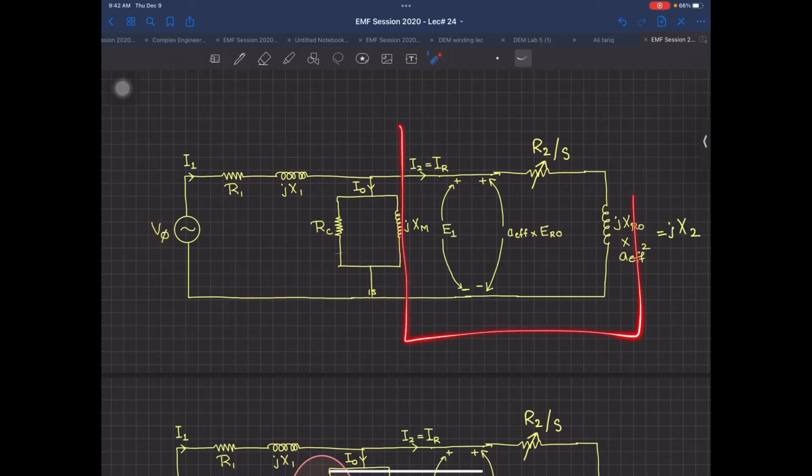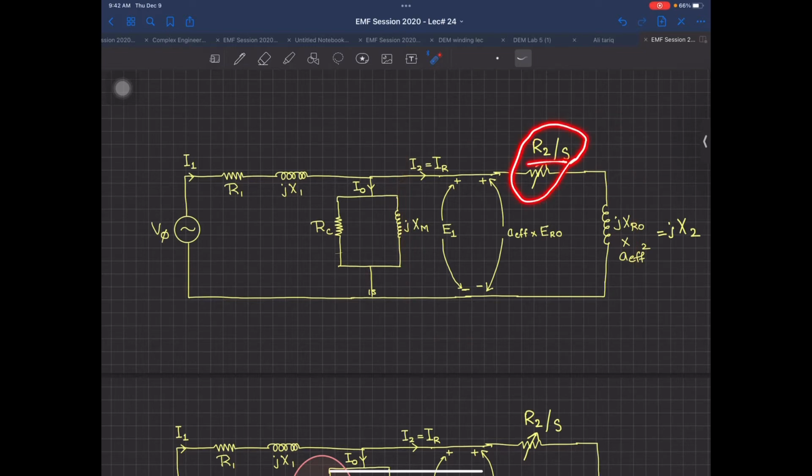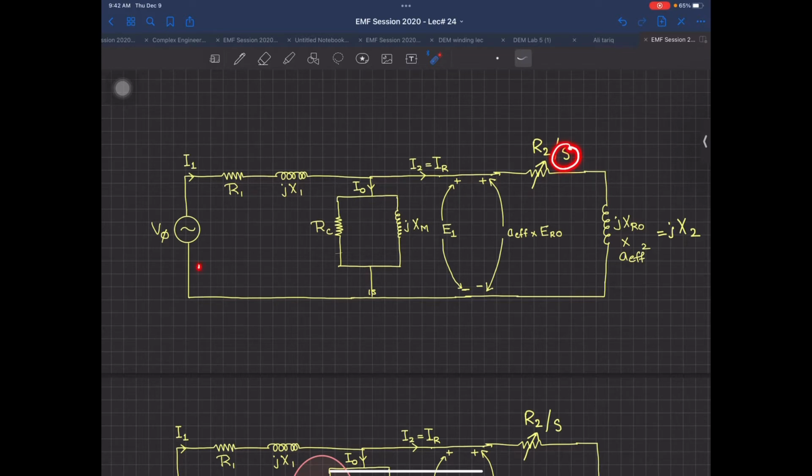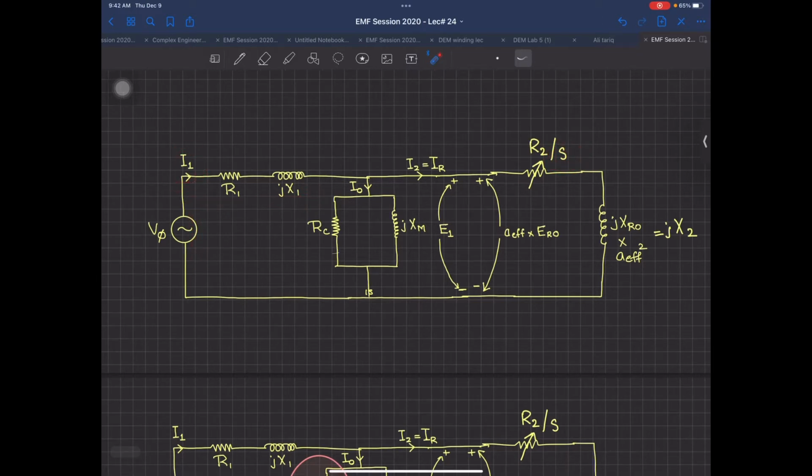And then this portion over here is the rotor, and if you remember, we called it R2 by S. Practically this is not happening, this is just for our simplification, if you remember the Friday lecture. And this is the leakage reactance for the rotor. Now in this whole equivalent circuit, one problem is here. Every time you are given a value of slip, you first have to find out the total impedance of this circuit, and then find I1, which is V phase divided by that Z equivalent.